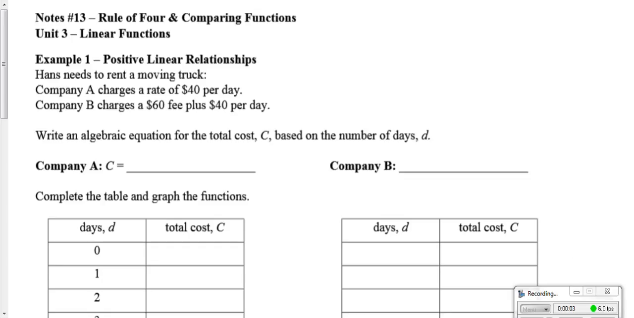Hey guys, today's video is going to be about something called the rule of 4, and we're going to do a little bit with comparing functions.